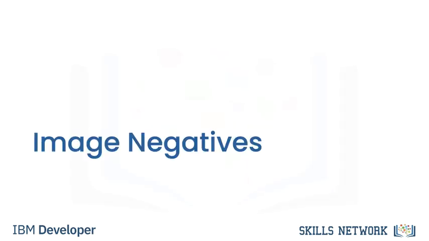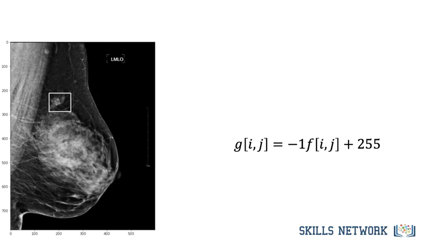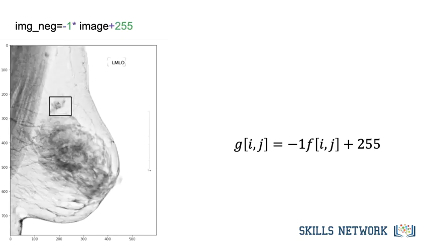Image negatives is where we reverse the intensity levels of an image. Consider the following image. It's difficult to make out details. Applying the following transform will reverse the intensity levels of the image. We can apply the transform as an array operation as follows. The new image looks like this. We see the details are much more evident.